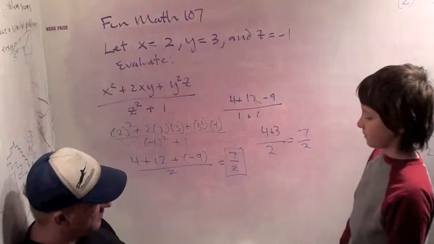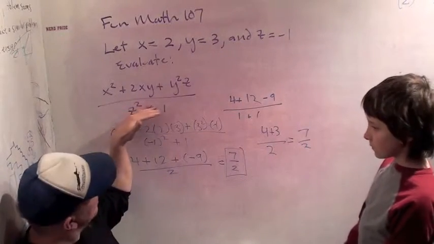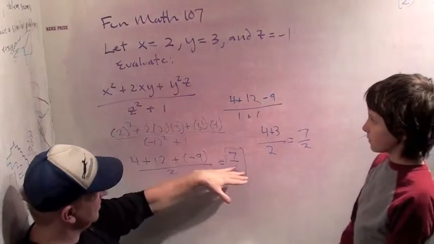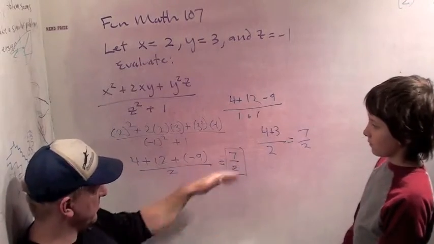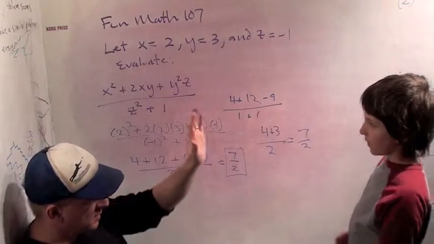All right, so 7 halves. When you have equations that look pretty complicated and you have some numbers to put in, sometimes they can simplify to be really pretty simple things, like 7 halves. All right, good job.